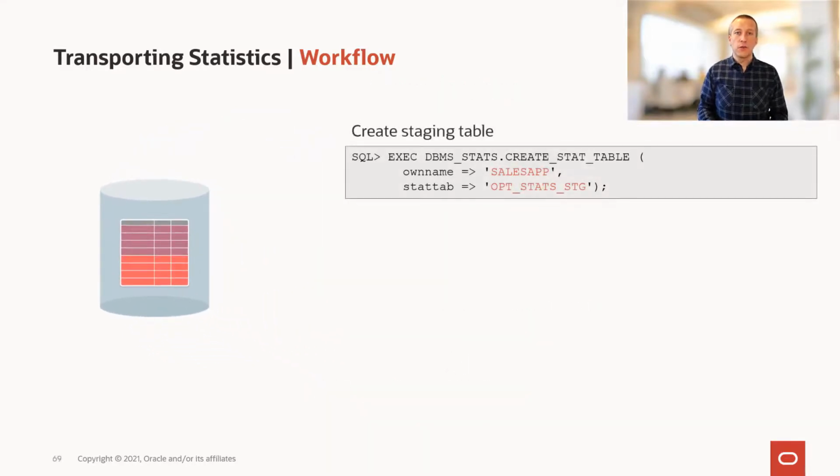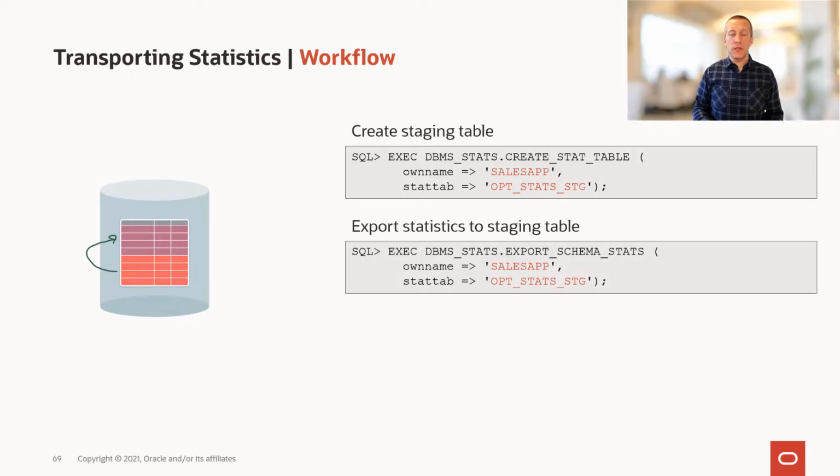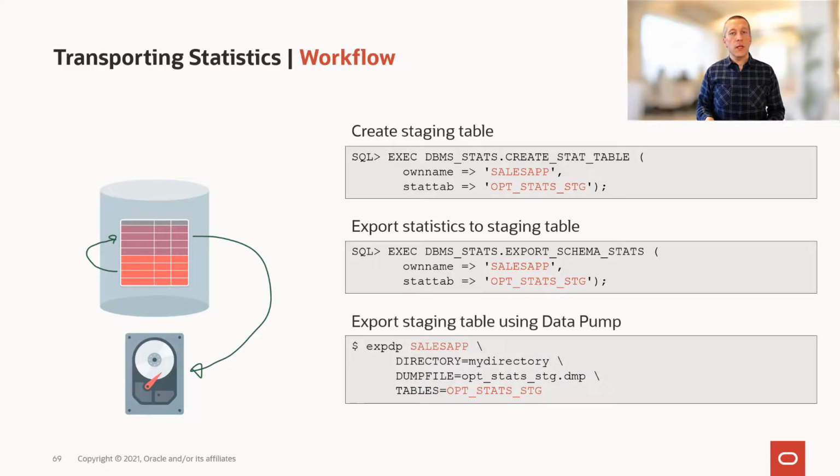Next, to transport the statistics, first we create a staging table in our SALES_APP schema. Now we can export statistics from the data dictionary in a binary format into a transportable format in the staging table in our SALES_APP schema. The staging table is a regular heap table, so we can just export it with Data Pump.